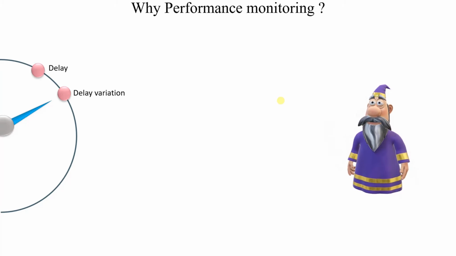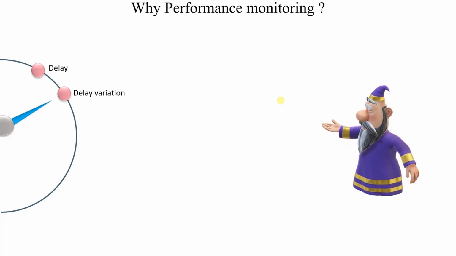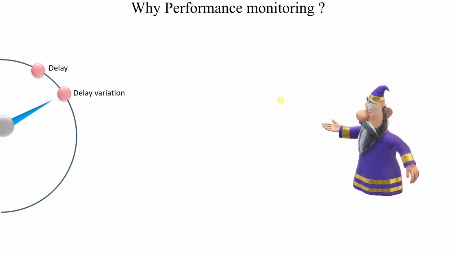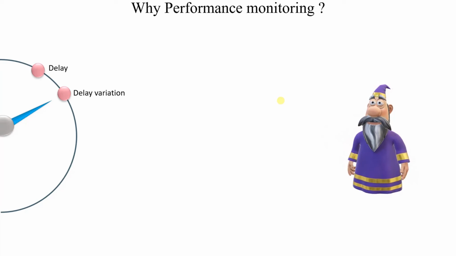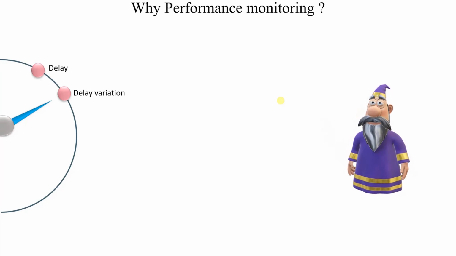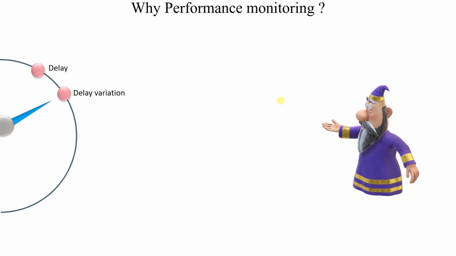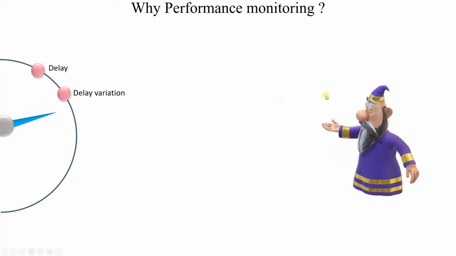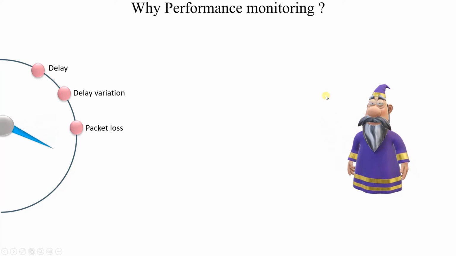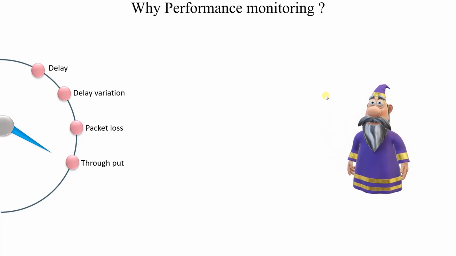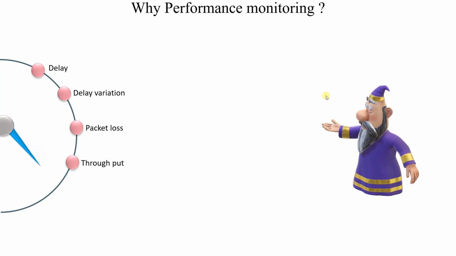Delay can be easily handled in the network, but delay variation, which is also called jitter, cannot be easily handled in the network. It requires a lot of man hours to troubleshoot or fix the issue. Then the third one is packet loss. Packet loss has a huge impact on the throughput. And the fourth one is throughput, and the fifth one is bandwidth.